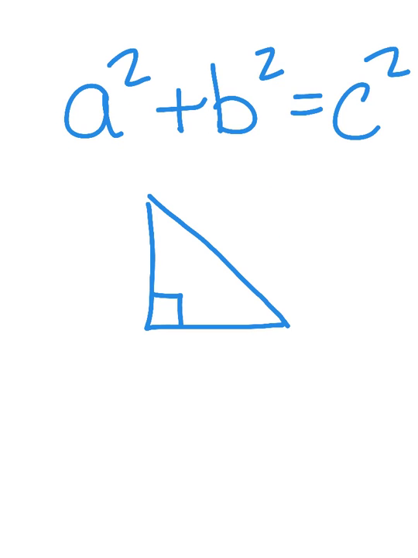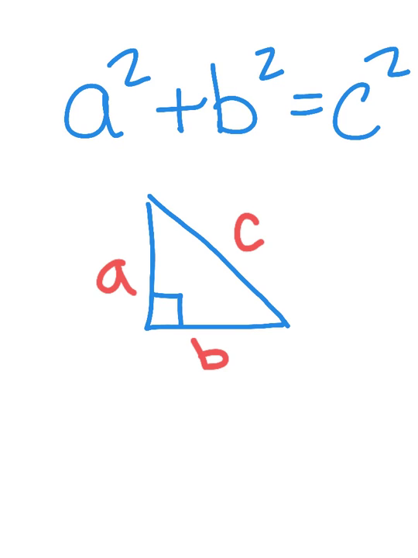The first thing that you learned in the previous lesson is the Pythagorean theorem: a squared plus b squared equals c squared. A and B are your legs. They are interchangeable. It does not matter which one is A and which one is B. However, C is always your hypotenuse.